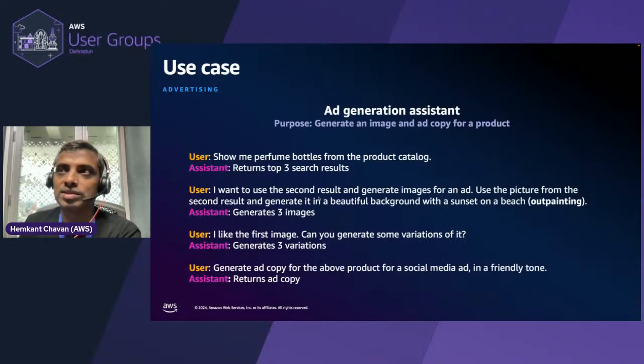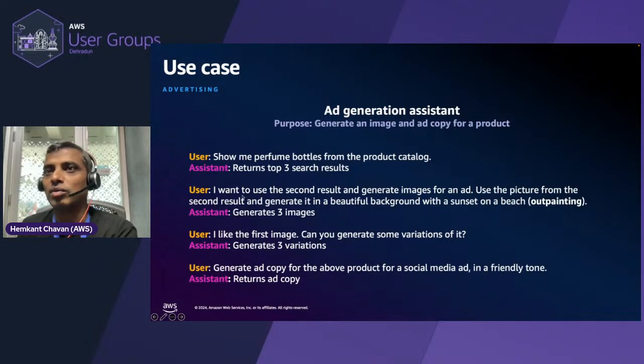So for example, this is an ad generation assistant which is used for advertising. Its purpose is to generate an image and ad copy of a product. So you have user, you have assistant. The user is saying show me a perfume bottle from a product catalog, and the assistant is returning the top 3 search results. Then the user is saying I want to use the second result and generate images for an ad. So it is able to do that, and you can do that using two different sets of models.